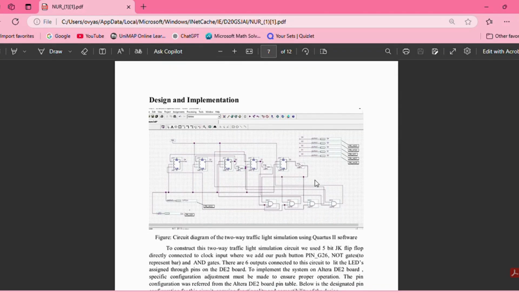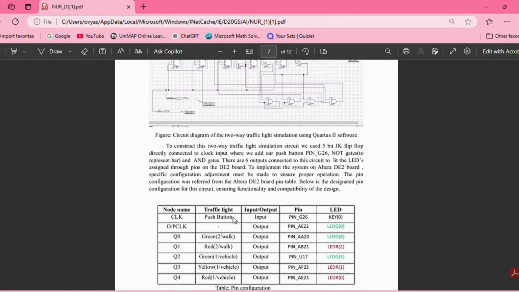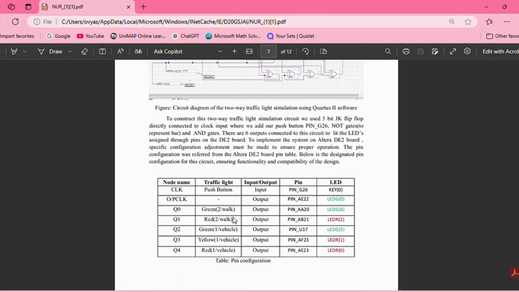From the design, we can see that we have 5 JK flip-flops here for the 5 bits. And these are the output and the clock that we have assigned for it. And these are the input and output that we have assigned for this traffic light.